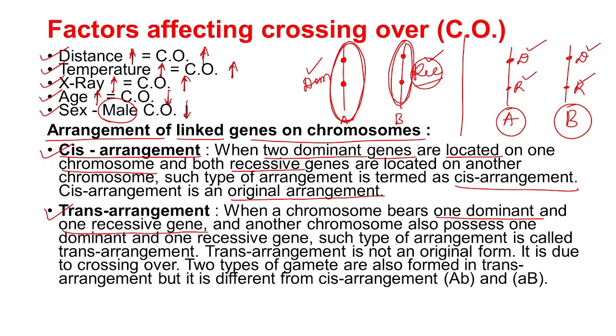This type of arrangement is called trans arrangement. And trans arrangement is not an original form; it occurs due to crossing over. Very important point to be noted. Trans arrangement occurs due to crossing over. And 2 types of gametes are also formed in the trans arrangement, but it is different from cis arrangement. Right.